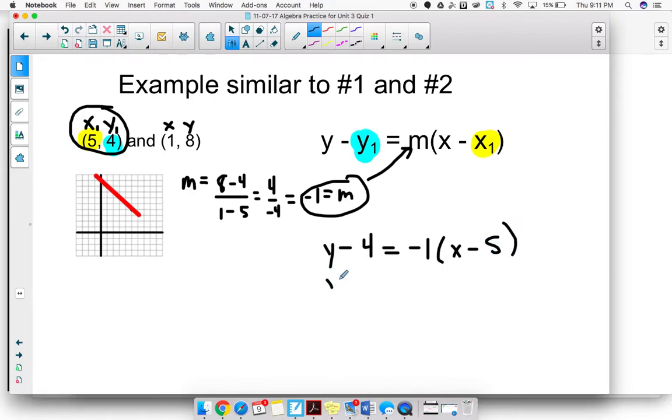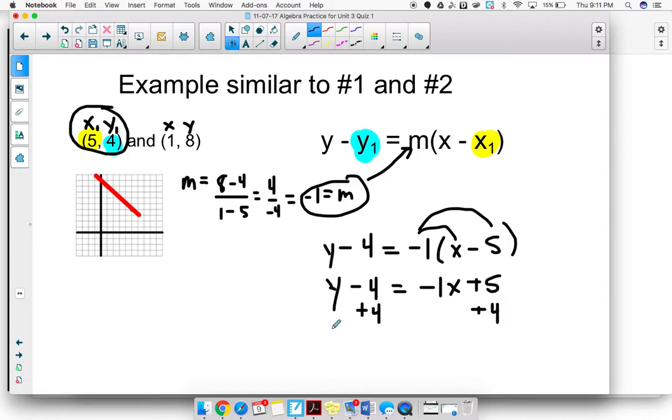So we end up with y minus 4. Now, this is what a lot of students were doing on the test or the quiz. They were trying to add 4 right away, but you can't do that until you simplify the right side. And the way we simplify the right side is just by distributing this negative 1, which represents our slope. So we'll get negative 1x, and then negative 1 times negative 5 is positive 5. So now we can add 4 on both sides.